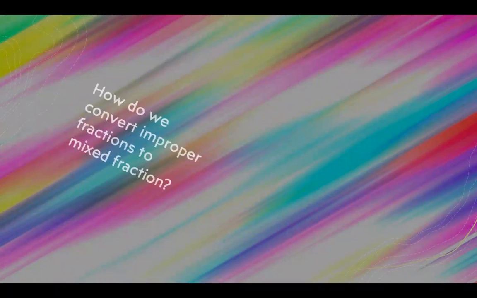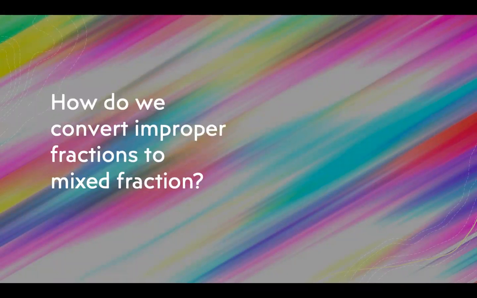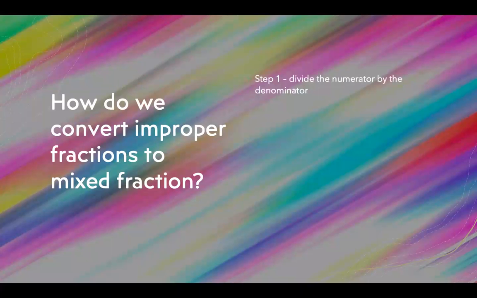So now we're going to move to how we convert improper fractions to mixed fractions. This may be kind of confusing when I'm explaining right now, so I think you better have a look at the steps. Step 1, divide the numerator by the denominator. In a fraction, we always have a numerator and a denominator. First of all, we have to divide them.